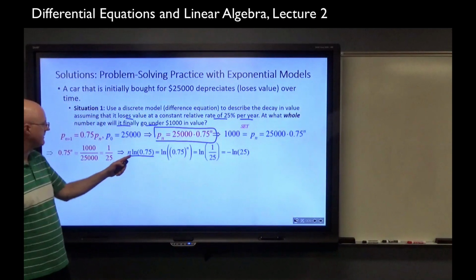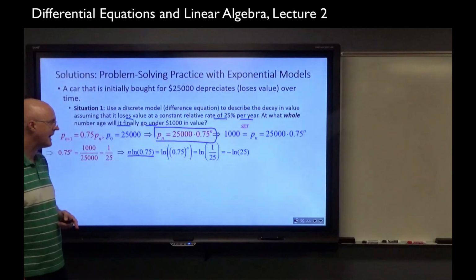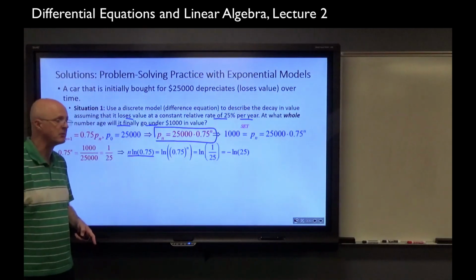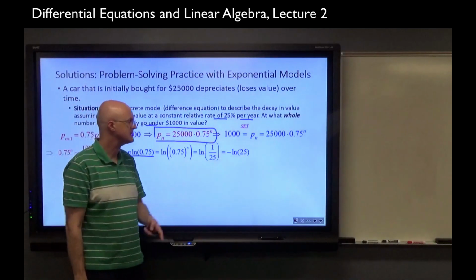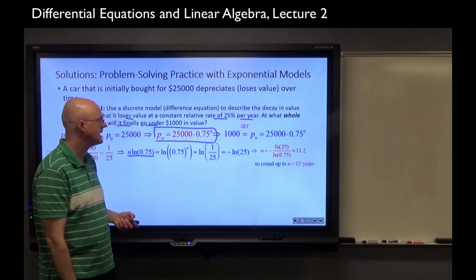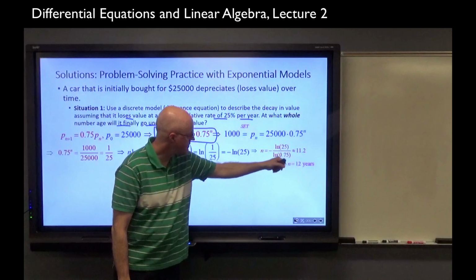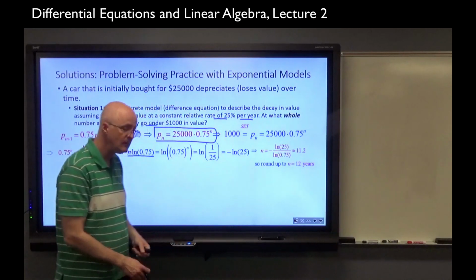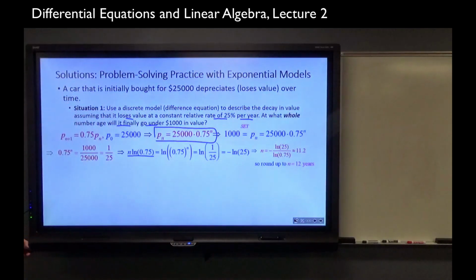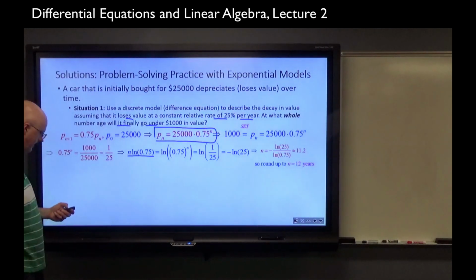Solve for n by dividing both sides by the natural log of 0.75, which, by the way, happens to be a negative number. And so the negative signs will cancel in the final computation, even though you still see a negative sign there, to give us a positive answer that you should check, about 11.2. So now round up to 12 years as the first year when it's going to be under $1,000 in value.